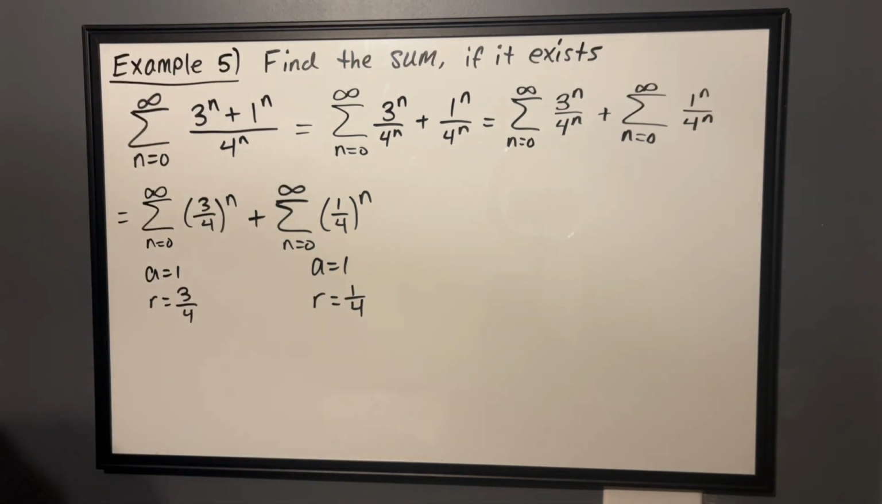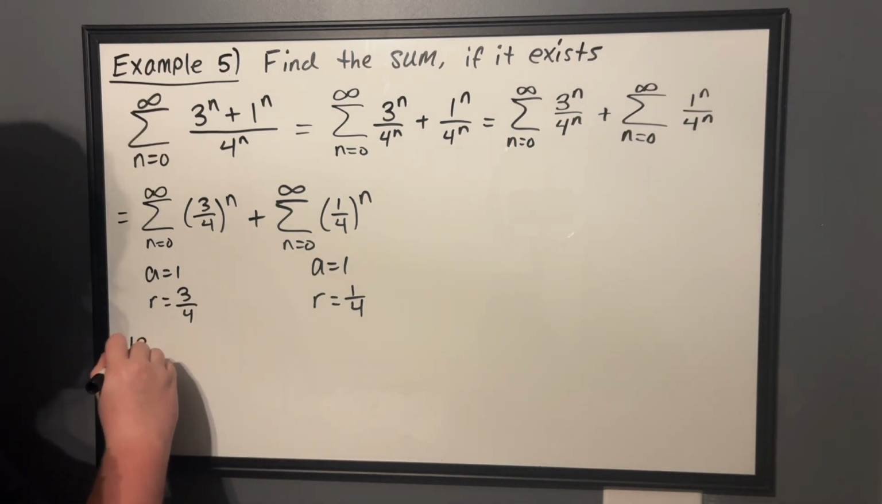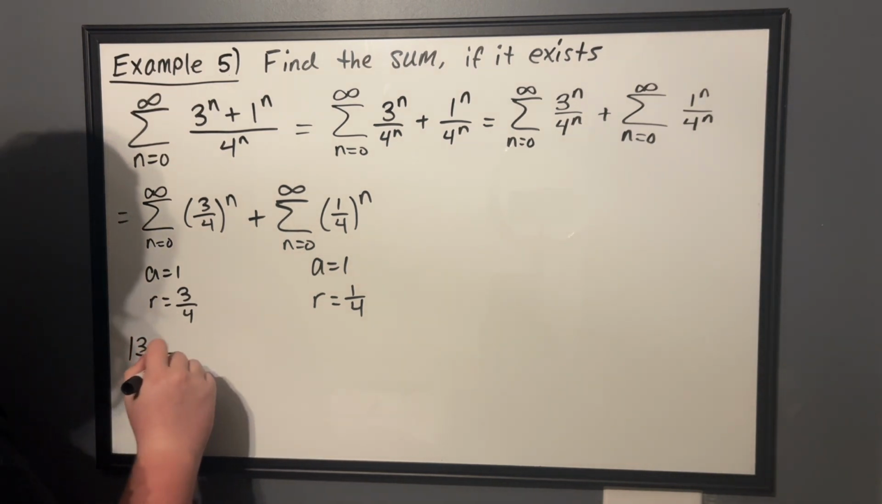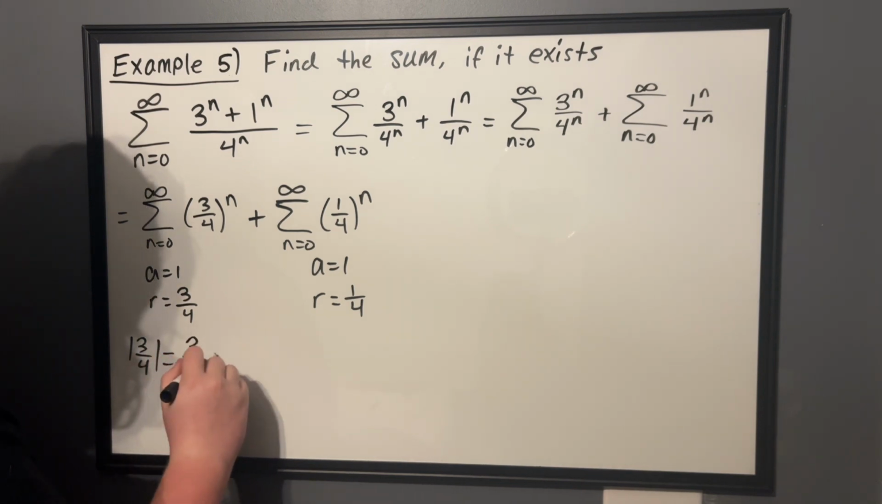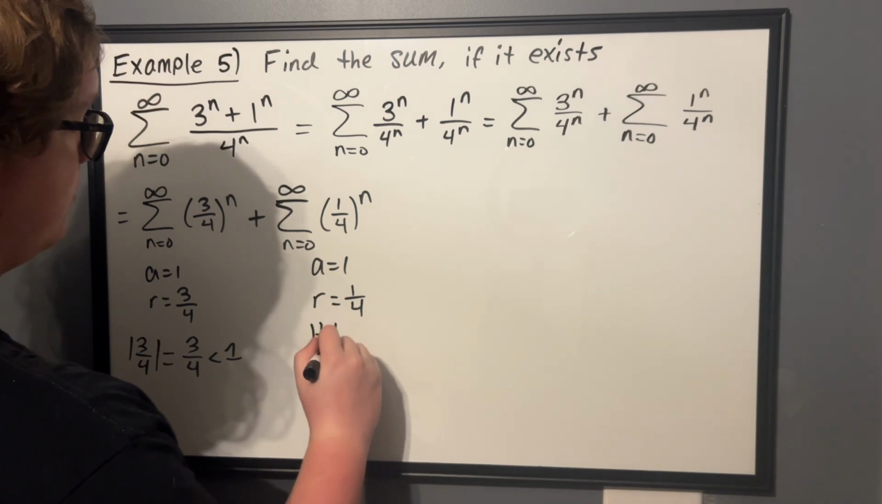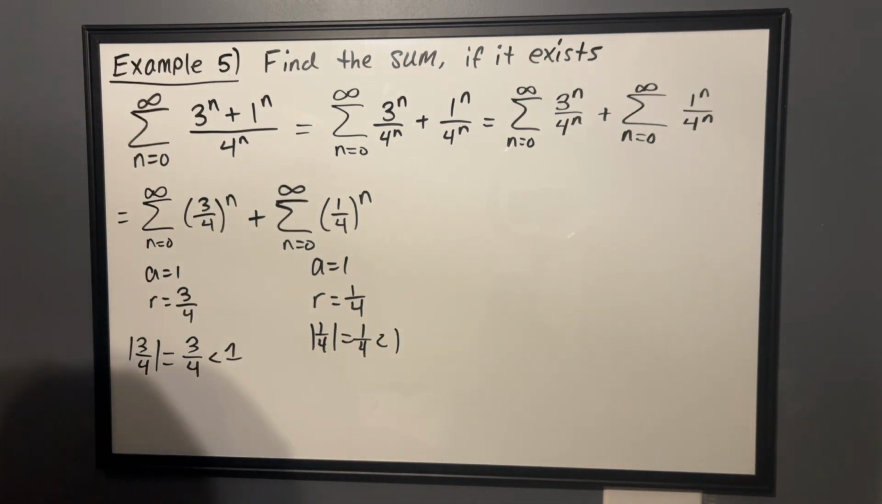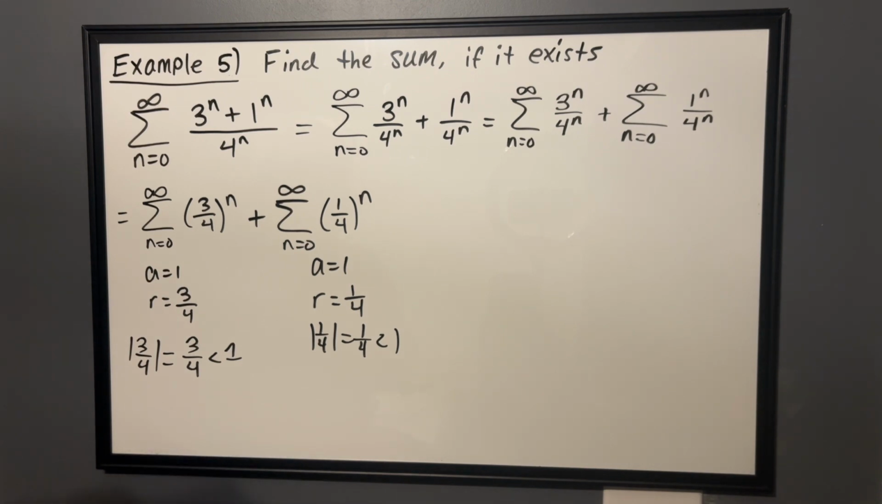And again, we want to check the absolute value of r. So the absolute value of 3/4, of course, is equal to 3/4, which is less than 1. And then again, the same thing here. The absolute value of 1/4 is equal to 1/4, which is less than 1. So both of these series converge, which means that the entire series also converges.